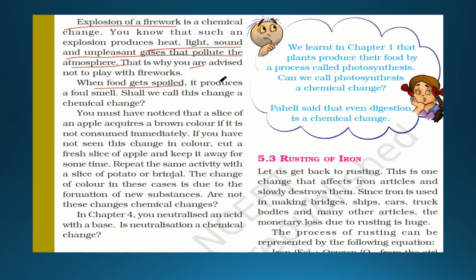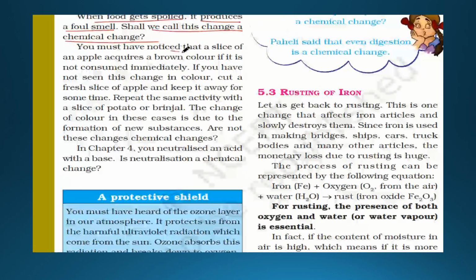When food gets spoiled, it produces a foul smell. So shall we call this a chemical change? So all these are chemical changes because a new compound is formed after decomposition and you can't revert it into the original form. You may have noticed that a slice of apple acquires a brown color if it is not consumed immediately. If your mother is giving you slices of apple in your lunch break or in a tiffin box, you will see that it has become brownish in color.